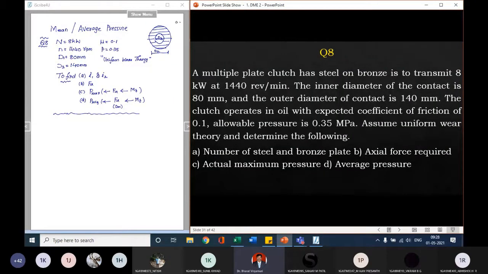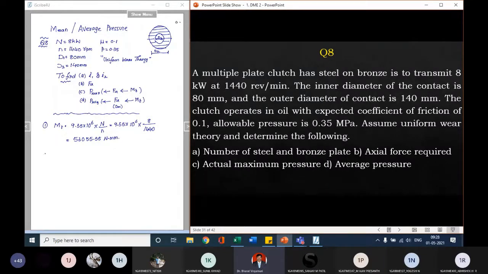How do we solve this numerical? Given data is there, everything. Let me start with the torque equation. Your first equation is your torque. MT is equal to 9.55 into 10 power 6 multiplied by capital N by small n, which is equal to 9.55 into 10 power 6 multiplied by 8 divided by 1440. How much is the value, guys? 530.55 Newton. So I got the value.